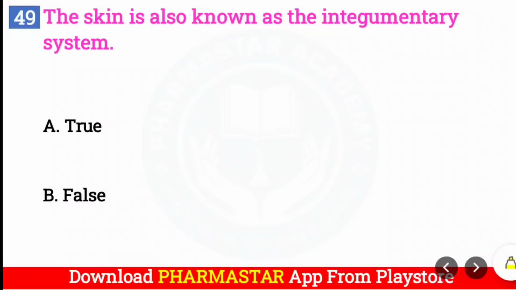Next question. The skin is also known as the integumentary system. Option A, true. B, false. The skin is the primary and largest organ of the integumentary system, which also includes accessory structures like hair, nails and glands. Because it acts as the body's outer covering, integument literally translates to a body's outer covering. The correct answer is option A, true.